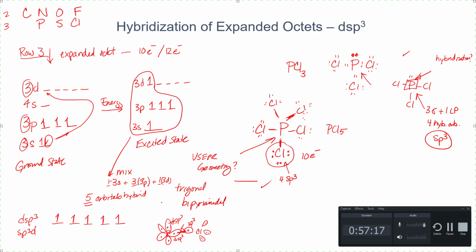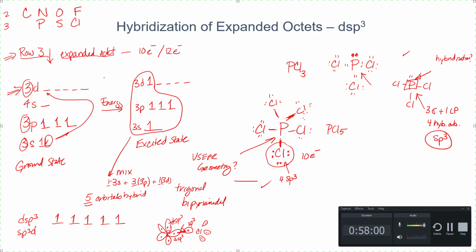Okay. Now, the big question. Let's take a step back, take a breath. Why do the atoms that can form expanded octets need to be in row 3 or lower? The answer? Because only row 3 or lower has this d orbital that we can expand into and hybridize. There's no 2d orbital for carbon.